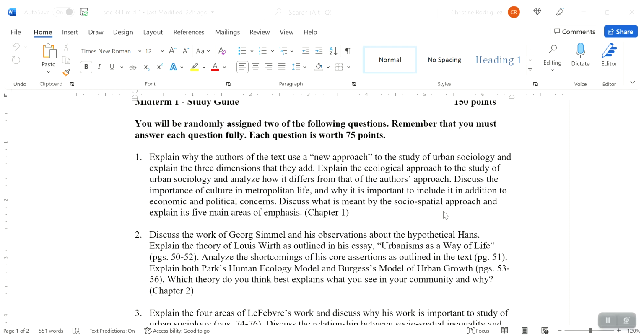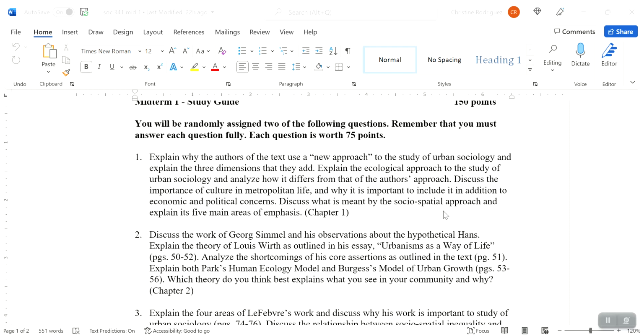I then ask you to discuss the importance of culture in metropolitan life and why it is important to include it in addition to economic and political concerns. Discuss what is meant by the socio-spatial approach and explain its 5 main areas of emphasis. Okay, so this first chapter was pretty brief. And so it should be fairly easy for you to go back to this chapter and look for this information.